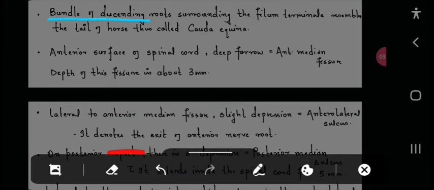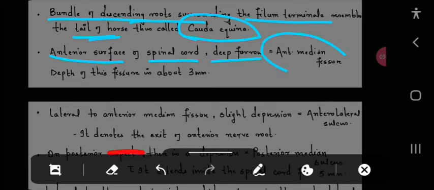Bundle of descending roots surrounding the filum terminale resemble a tail of a horse, thus called cauda equina. Anterior surface of spinal cord: deep furrow, anterior median fissure. Depth of this fissure is about 3 mm.